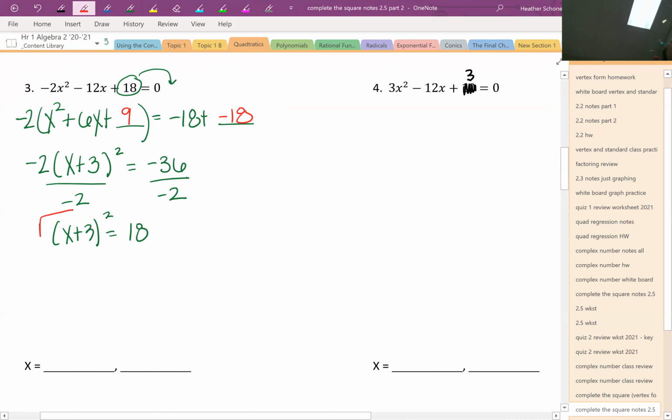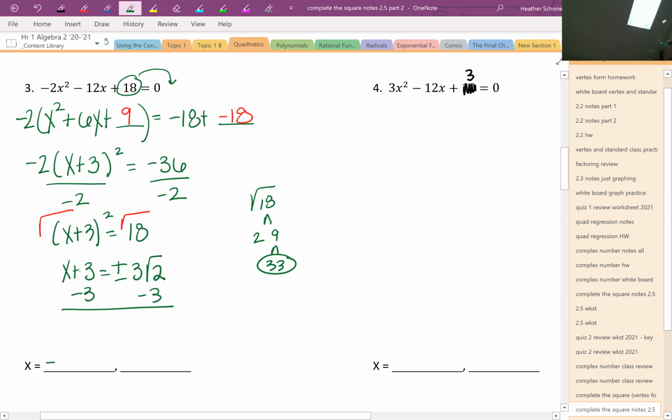Now that the parentheses is by itself, I can take the square root of both sides. So over here, I get x plus 3. On this side, I need to simplify the square root of 18, which would be 2 and 9 and 3 and 3. So I get plus or minus 3 square root 2. The pairs go on the outside. What's not circled goes inside. So now to get x by itself, I'm going to subtract 3 from both sides. So the number I add or subtract from x, I'm going to write first. So I have negative 3 plus 3 square root 2 and negative 3 minus 3 square root 2.